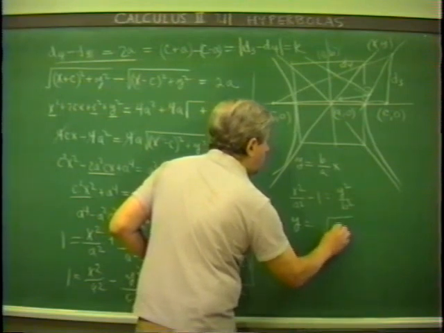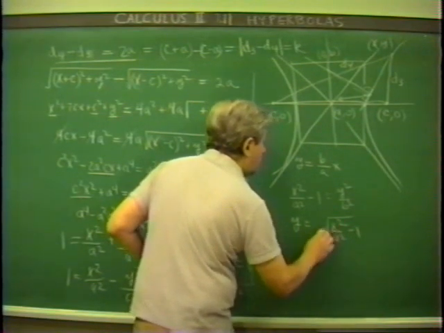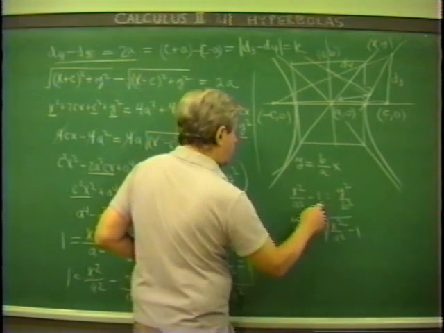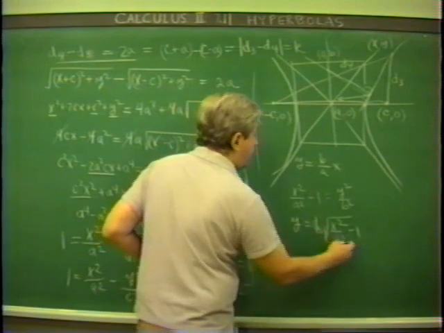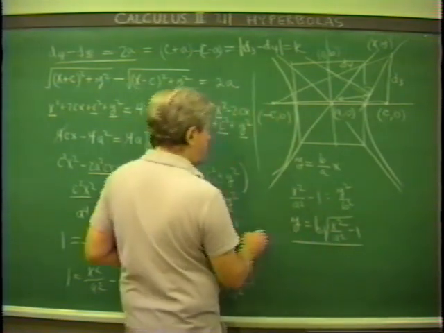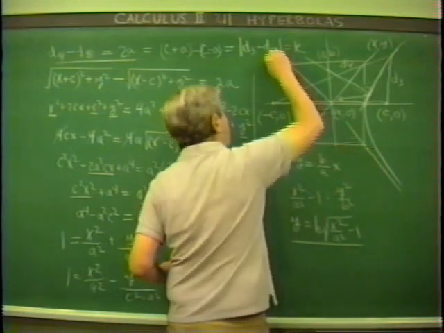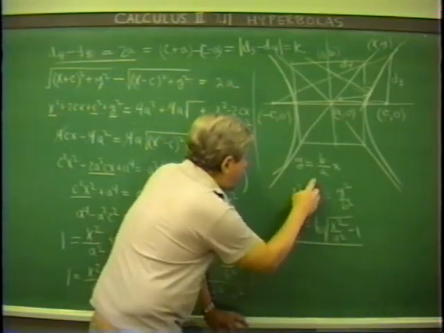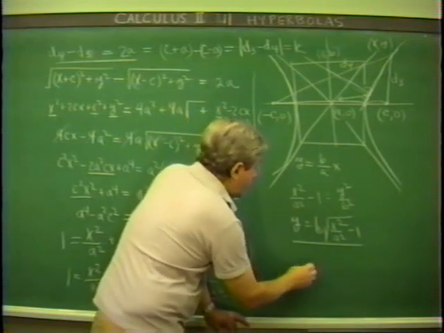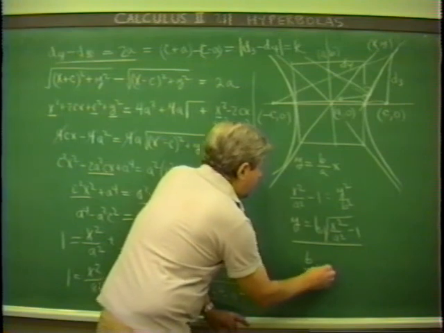If you take the square root of both sides here, we get that y over b is equal to the square root of x squared over a squared minus 1, right? So that y is equal to b times this. One line is plus b and the other line is minus b times this. So the plus part is the equation of the upper part of the hyperbola. This is the equation of this line.